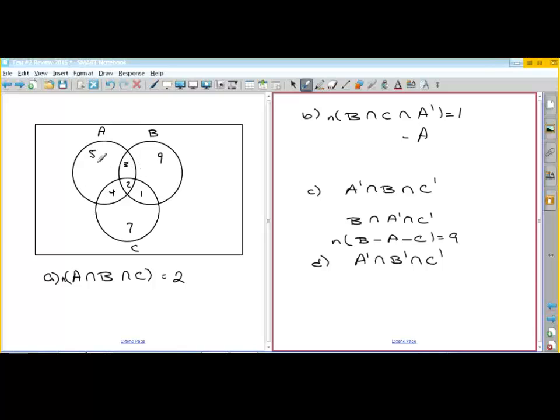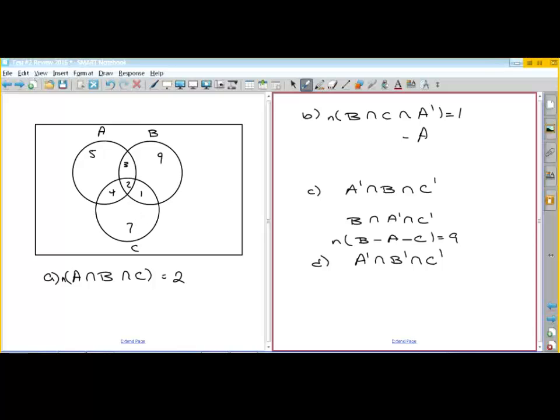This number would be A minus B minus C. This one would be C minus A minus B. So now we have this, which is the intersection of all of them. This one here is the intersection of A and B minus C. This one here would be the intersection of A and C minus B, and this one would be the intersection of B and C minus A.